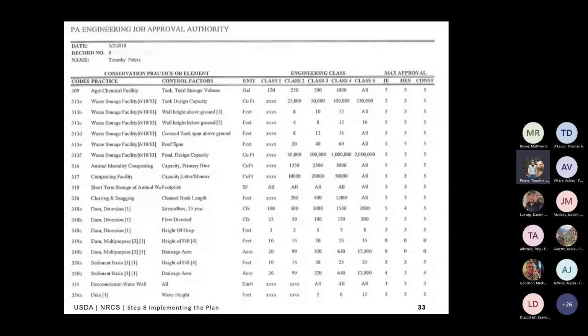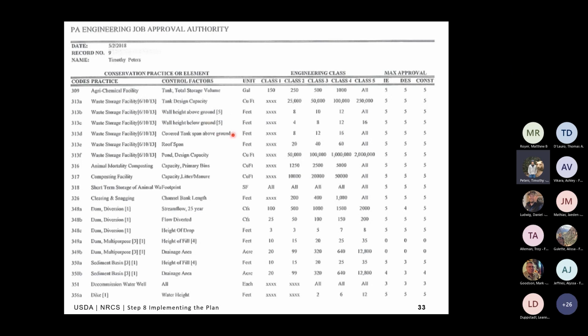So just to highlight, the engineering practices are listed, and Dan talked about controlling factors, and it's the exact same for engineering. I will point out though that some of the practices have several controlling factors. Now, not all of them are always going to be applicable. For example, roof span under 313 isn't going to apply to a liquid storage tank, but liquid storage tank capacity is going to apply. Wall height above ground could apply. Wall height below ground could apply.